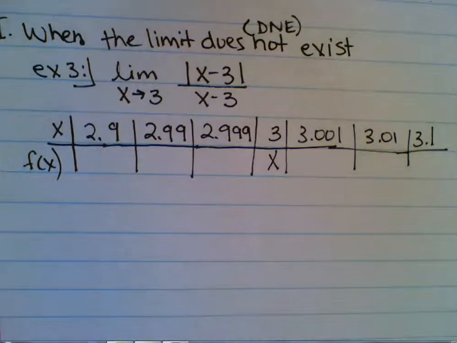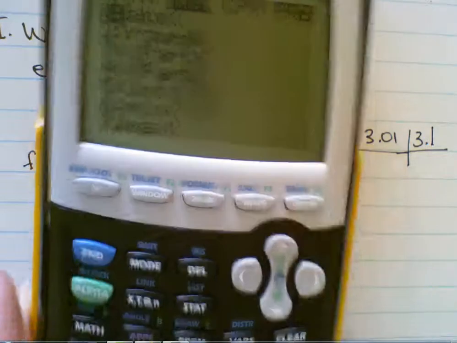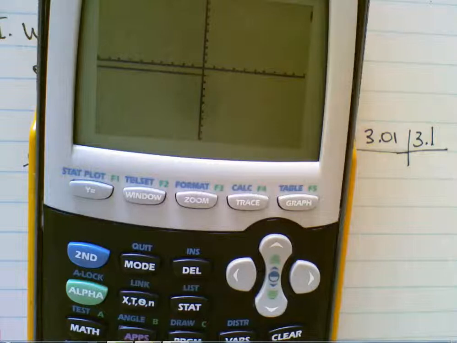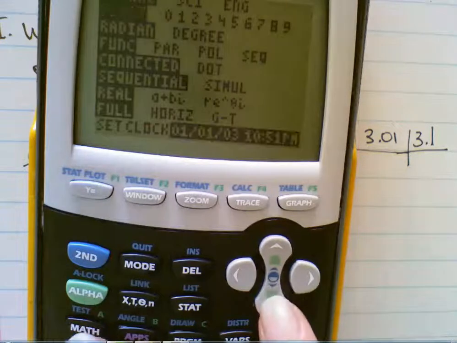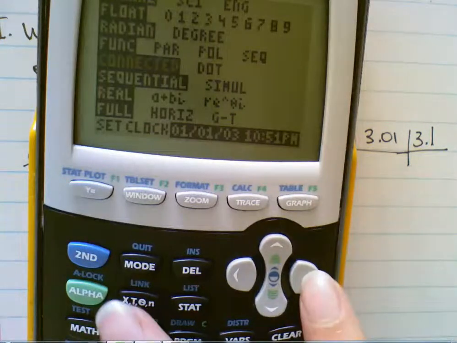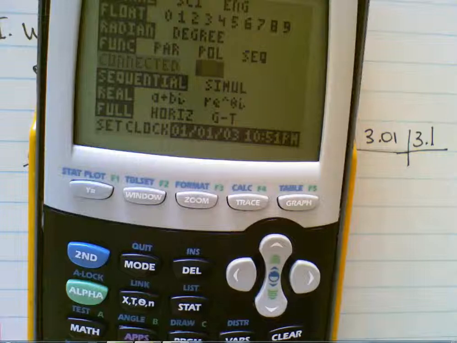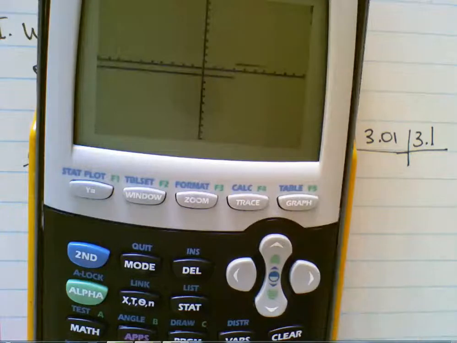Depending on what your calculator's mode is, when you graph it to see what it looks like, do you see how mine does not connect the two? If yours is connecting the two, you might want to go to mode and change it to dot. That will make sure the graph isn't connected.